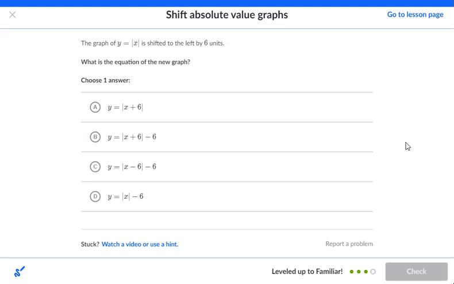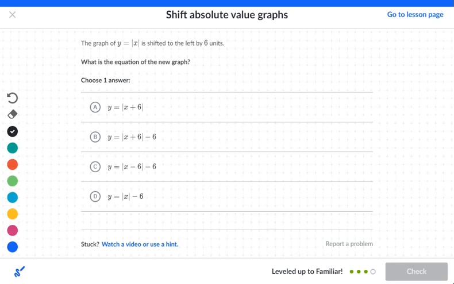Okay, now the next question, we have the graph. So again, this part right here, this is your starting formula. So y is equal to the absolute value of x.